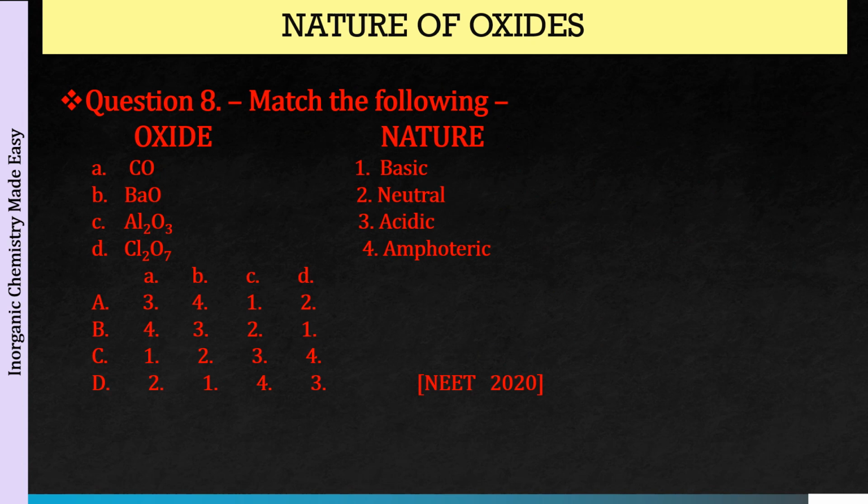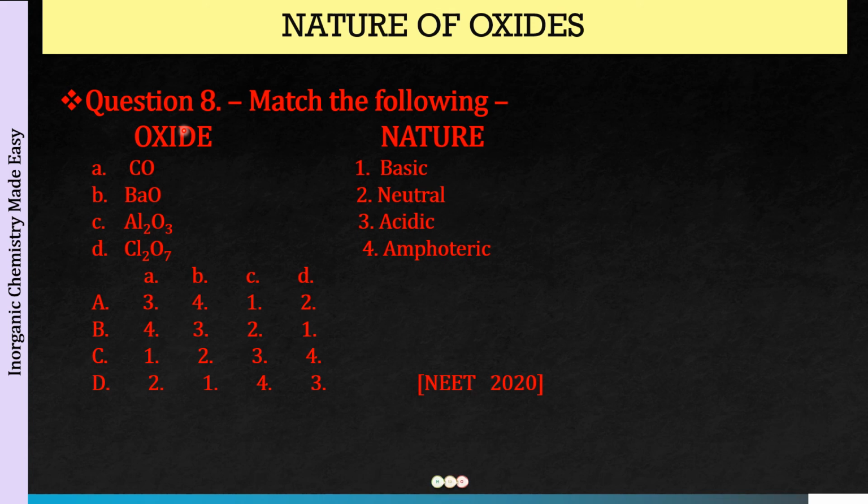So moving on to the last question for today, which I think now should be perfectly clear with you people, a very easy question which has been asked in the NEET 2020 examination. You simply have to match the oxide with its nature. The oxides given are carbon monoxide, barium oxide, aluminium oxide and Cl2O7. Okay, so I hope now this should be very easy for you people.